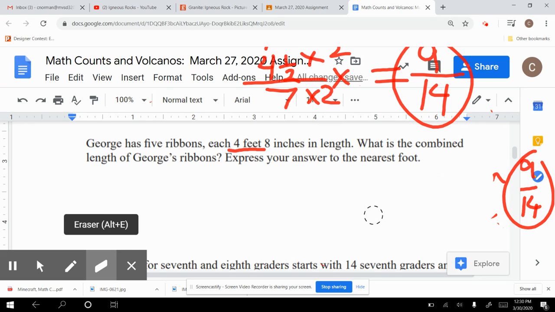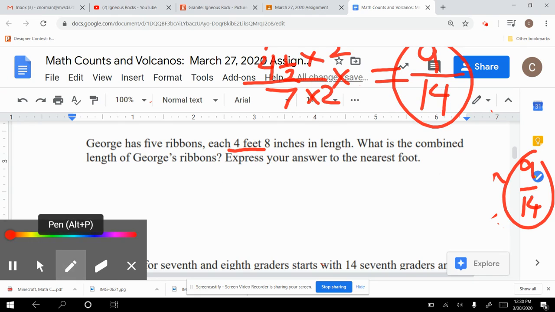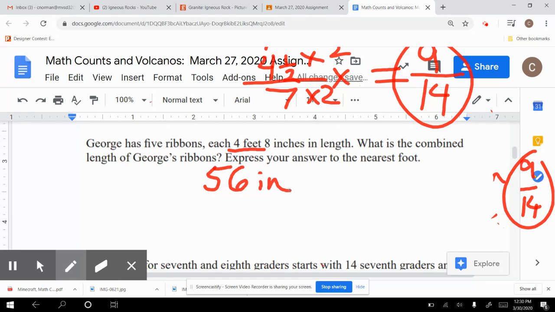So if we take 4 feet 8 inches, 4 feet times 12 is 48. Okay, and then you add the 8 inches. Okay, that would be 56 inches per ribbon, okay? But he's got 5 of them, so we're going to multiply that by 5. All right, when you multiply those two, you get 280.